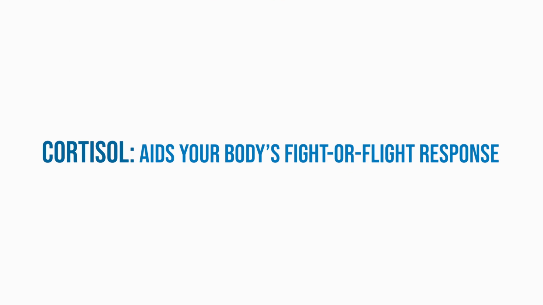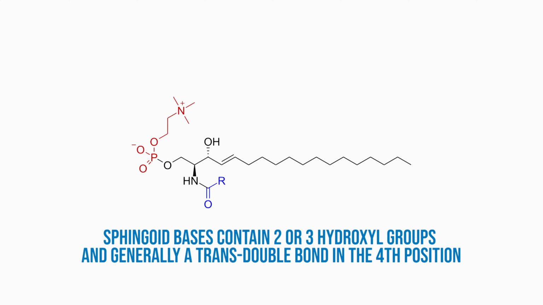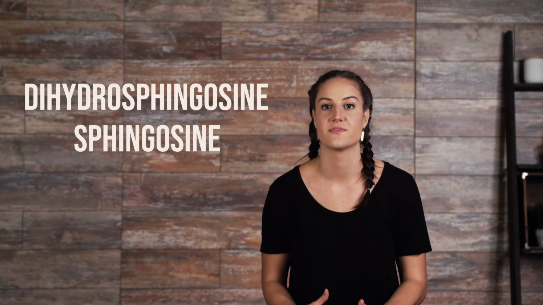It is most notorious for aiding your body's fight or flight response. Sphingolipids are a type of lipid with a foundation made up of sphingosine bases. Sphingosine bases contain 2 or 3 hydroxyl groups and generally a trans double bond in the 4th position. The most common types of sphingolipids in our bodies are dihydrosphingosine and sphingosine.